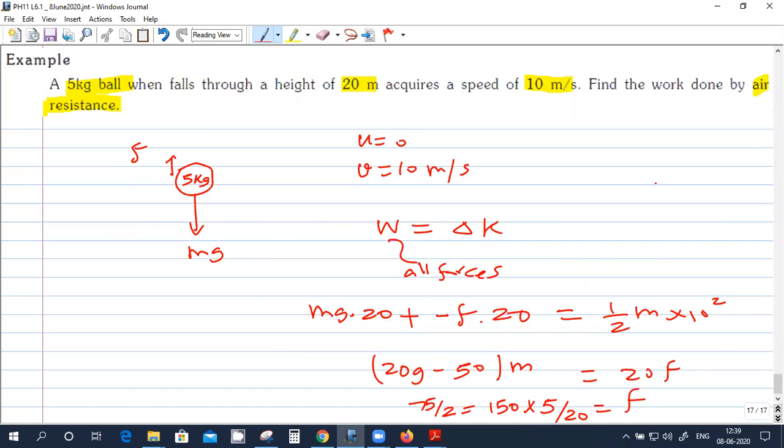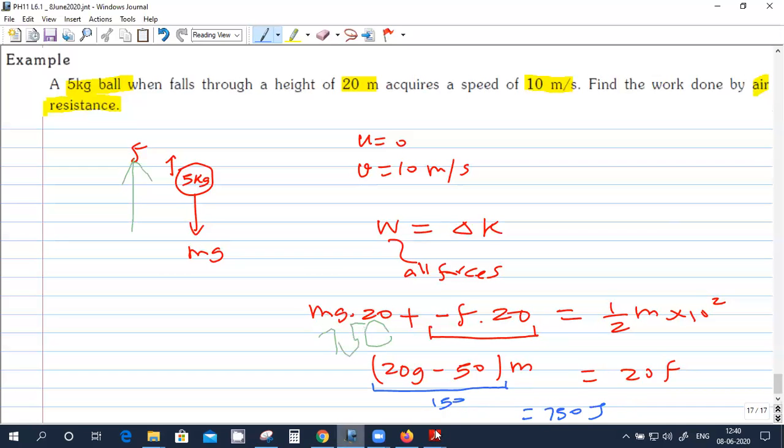What is asked? Find the work done. We have to find F, right? Okay, we have found the friction force. So the work done by the friction force is, we don't have to simplify this one. We just have to keep this one and then find the difference between the other two. So this is equal to 750 joules.